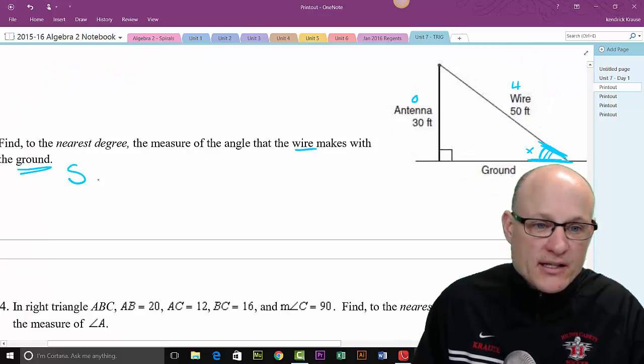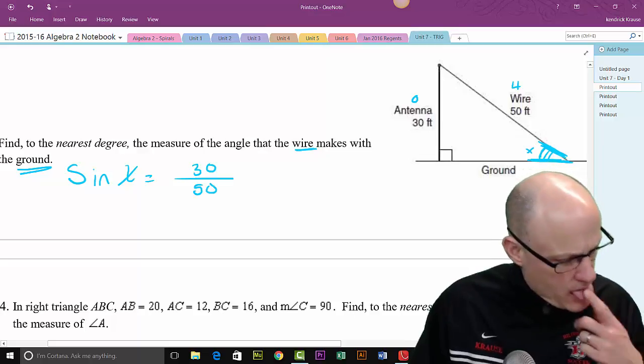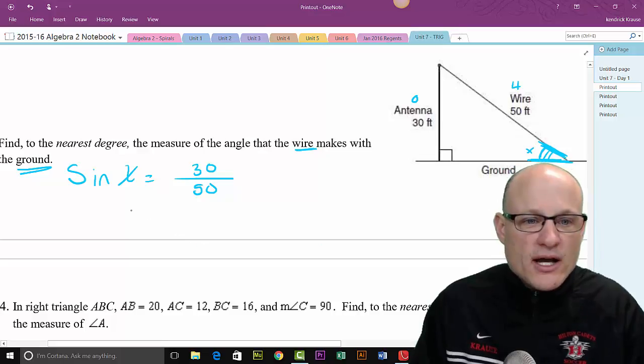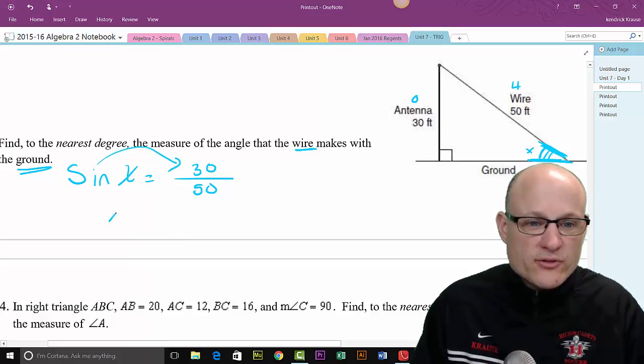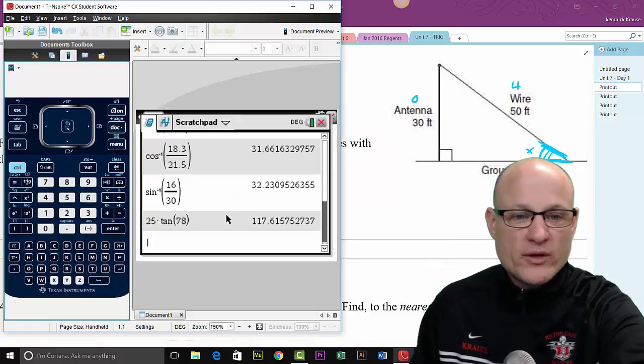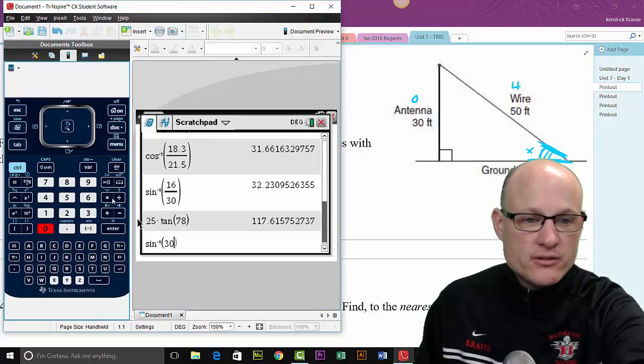So sine, because we know sine is opposite over hypotenuse, of x is equal to opposite, which is 30, over hypotenuse, which is 50. Didn't I just do this? Oh, no. So slide this over, sine inverse, so x is equal to sine inverse of 30 divided by 50. And you actually have to show that you're doing that. You can't just put that in your calculator without showing the grader that you know what you're doing. That's ridiculous. 30 divided by 50.